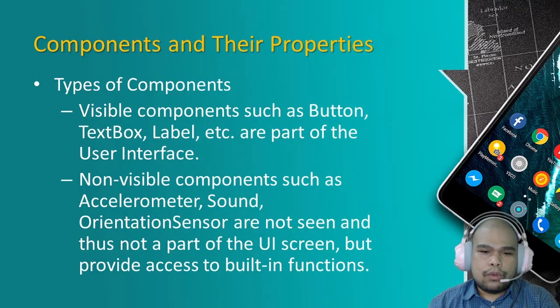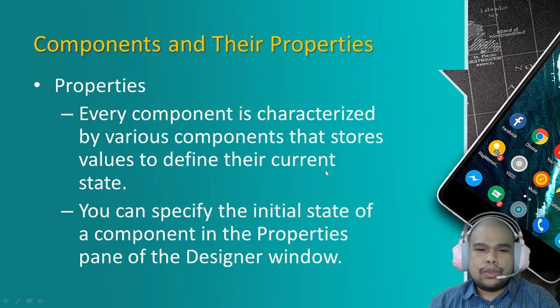Okay? So what are the examples of our non-visible components? We have accelerometer, sound, orientation sensor, etc. Now, regarding properties, every component is characterized by various properties that store values to define their current state. You can specify the initial state of a component in the properties pane of the designer window.